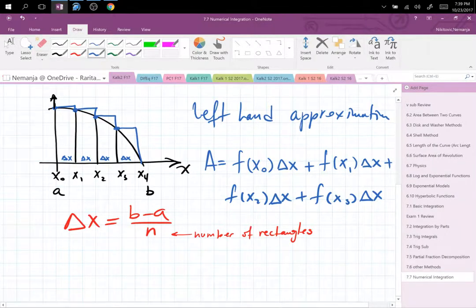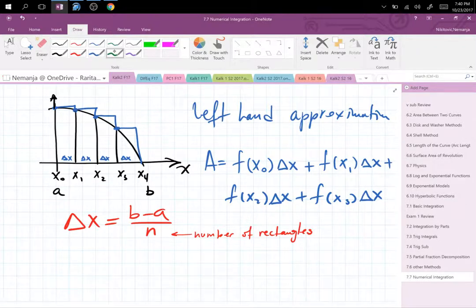Rinse and repeat. How do you get the greater precision? You use more rectangles. I used 4, which introduces all of this error over here, and here, and here. So you have all of this error. If you are to use more rectangles, that error decreases. And the area you compute will be more precise.